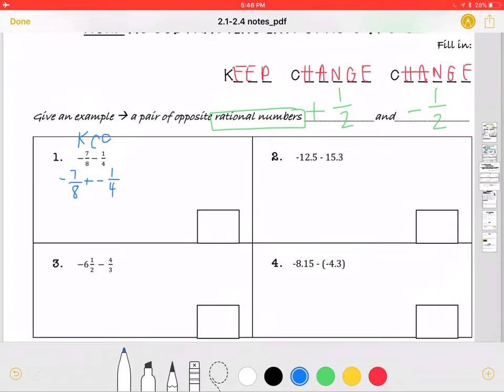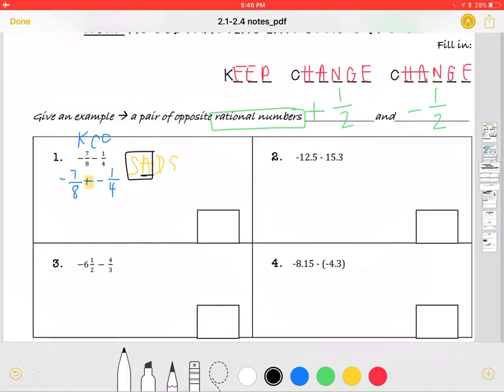Now that I'm at my second step, now that I have an addition problem, I'm thinking of my SADS rules. So now look at these numbers. Do they have the same signs or do they have different signs? Hopefully you're saying to yourself they have the same signs. So if they have the same signs, what are we doing with those numbers? We're going to be adding them and keeping the same sign.